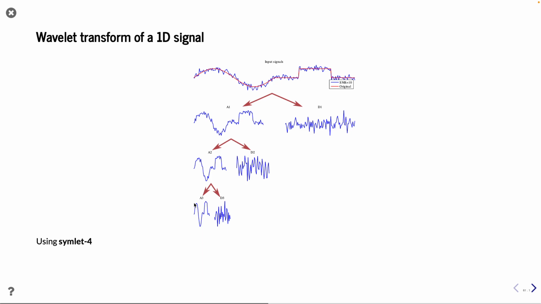And then the wavelet transform framework allows you to, with the help of only this trend part and all the detail parts, reconstruct the original again.